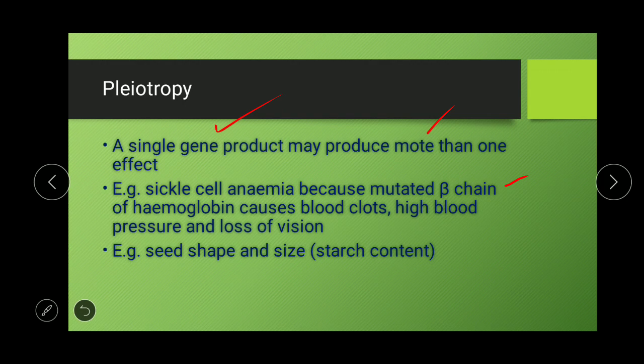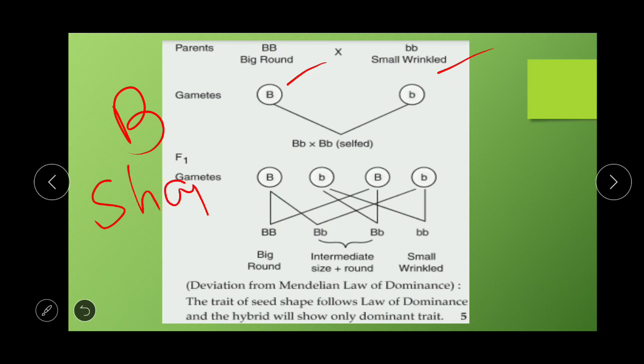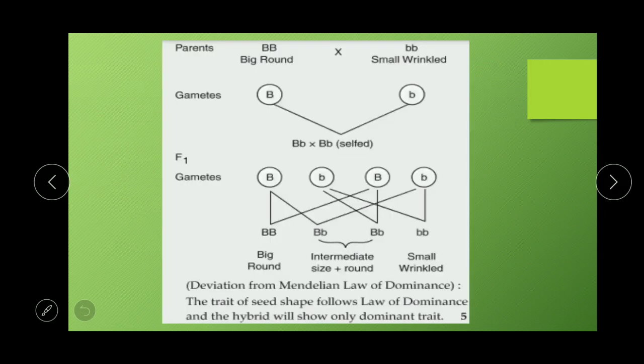Then seed shape and size, that is the starch content. This is also seen in plants. Capital B and small b: you can see big round and small wrinkled. The capital B gene is controlling both the shape and the size. If it is capital B capital B, it will be big and round. Capital B and small b gives intermediate size and round, and small b small b is small and wrinkled.